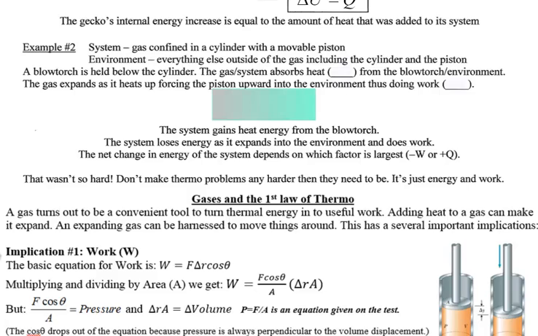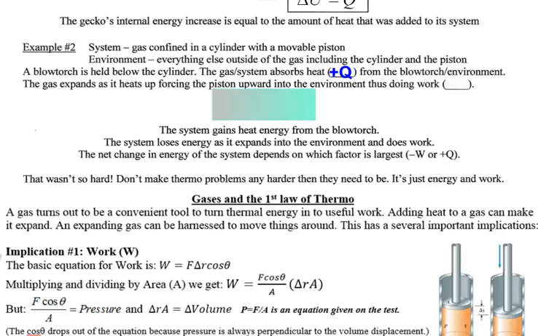Okay, example number 2, right? Our system is a gas confined in a cylinder with a movable piston, and our environment is everything else outside of the gas, including the cylinder and the piston. It says a blowtorch is held below the cylinder. The gas system absorbs heat, right? So it's positive Q because it is taking in energy.